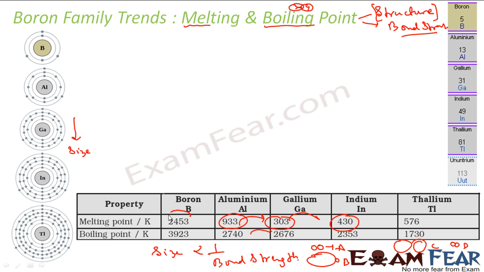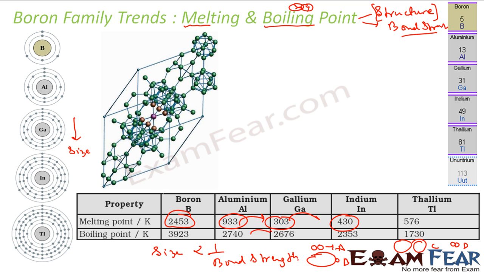Boron has a pretty high boiling and melting point. Why? Because of the structure. You see, the boron structure is something like this, right? Since the boron structure is something like this, it has a high melting and boiling point. This structure is called icosahedral structure, and because of this, the melting and boiling point of boron is very high.